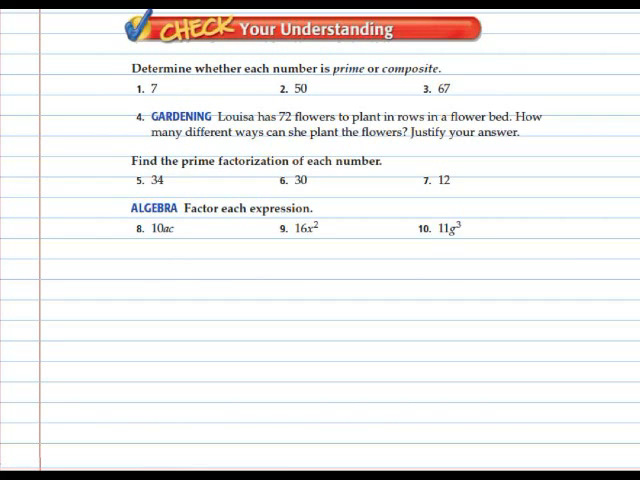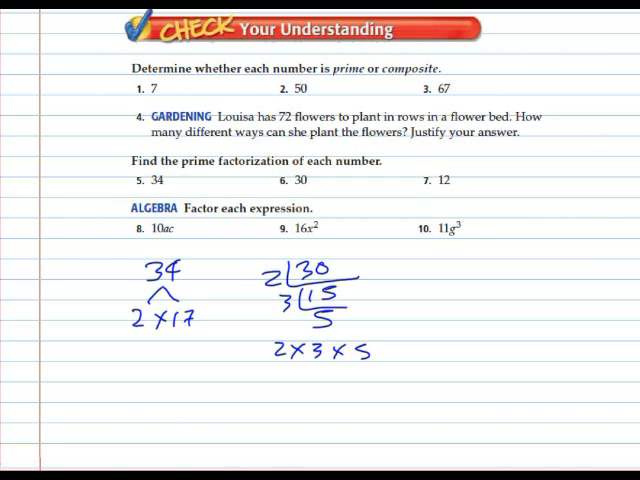Find the prime factorization of 34. I'll use a factor tree. 2 times 17 is the prime factorization of 34 because 17 is a prime number. 30, I'm going to use the factor tower here, or factor ladder. 2 times 15, 3 times 5. The prime factorization of 30 is 2 times 3 times 5.